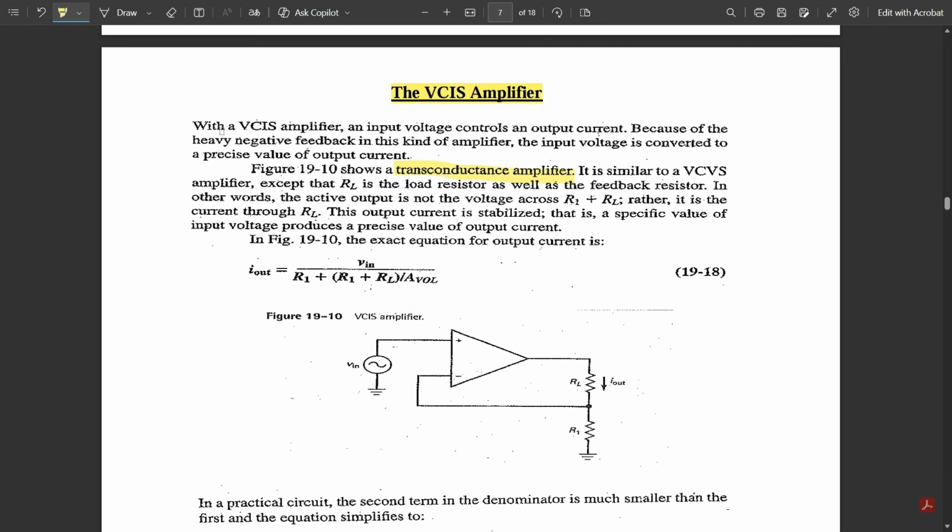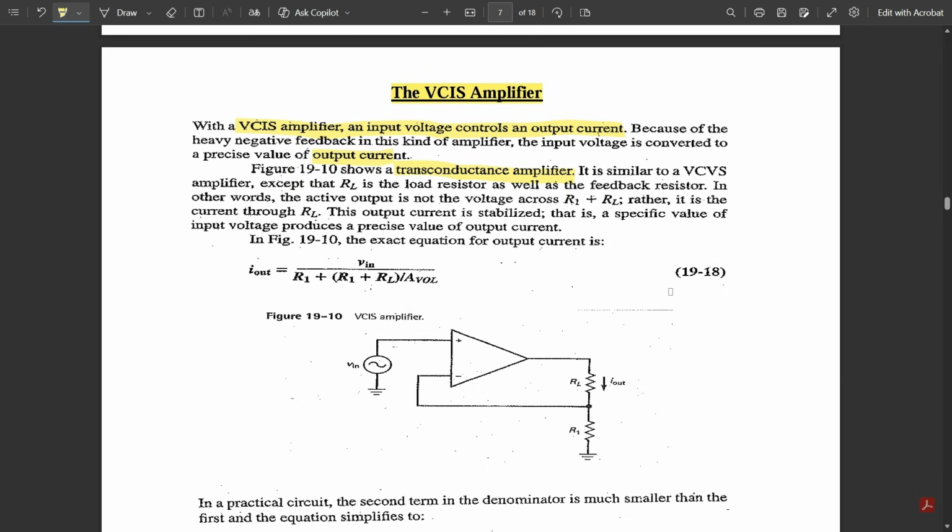Okay, so let us start now. With the VCIS amplifier, an input voltage controls an output current. This is the basic funda of a VCIS amplifier. That is, an input voltage acts as a control source for an output current. Because of the heavy negative feedback in this kind of amplifier, the input voltage is converted to a precise value of the output current.